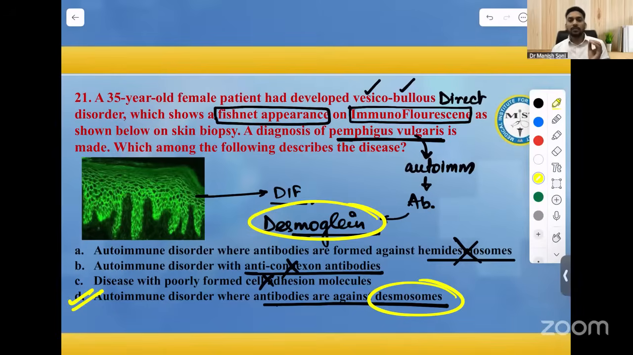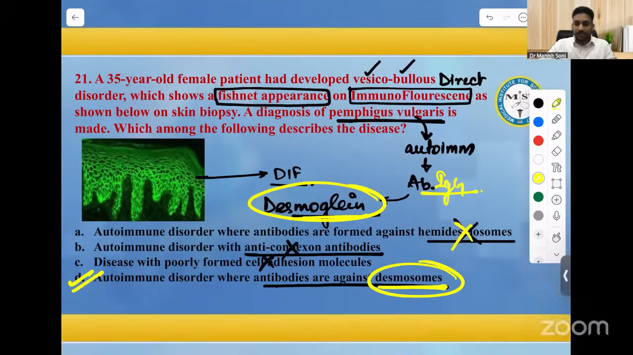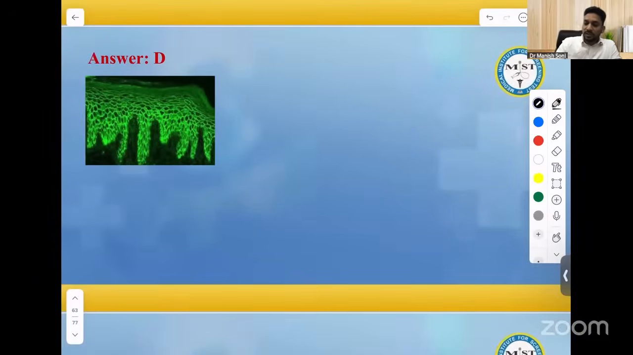And what is the problem? Here IgG antibodies are formed. These are generally IgG antibodies. So IgG antibodies are formed against desmoglein, which is a protein present in desmosomes and not hemidesmosomes. So answer is D. What are other features of pemphigus which you need to remember?